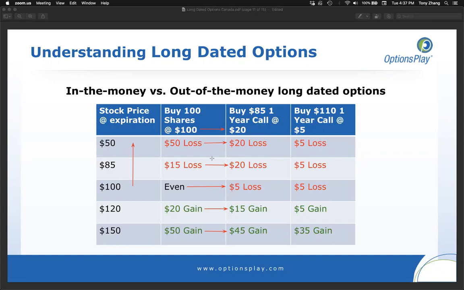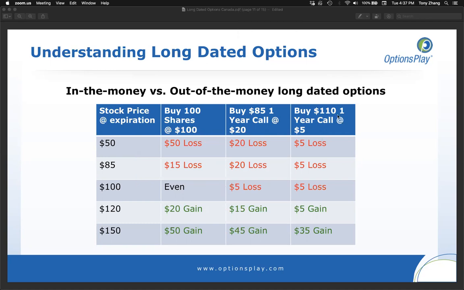So not only do I have a strategy that mimics the stock very closely, but in the unlikely event that the stock drops significantly, I'm really protecting myself. But otherwise, in all other scenarios, I'm basically performing very similar to the stock at a fraction of the cost to actually own the stock.